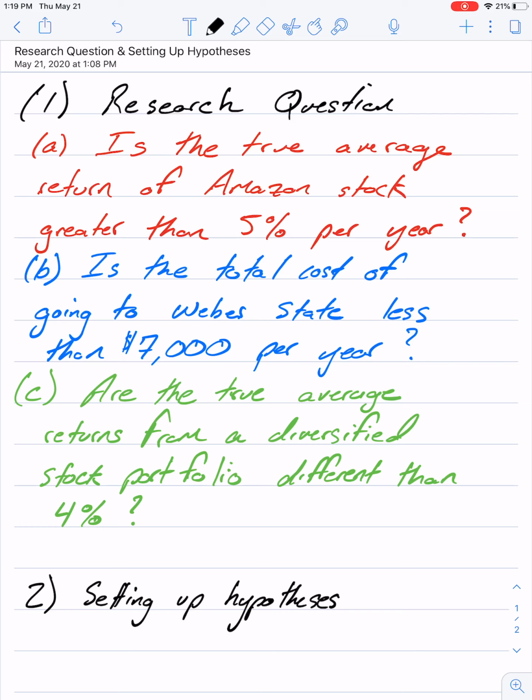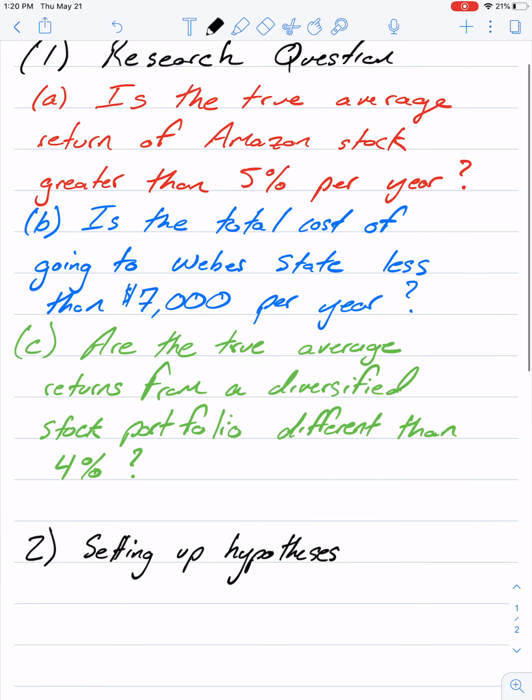Those total costs probably vary from student to student, right? Because maybe some students have to drive farther to get to school. Maybe some students get different types of scholarships. So it might vary randomly from student to student. So you need to take a sample to say, well, on average, is it less than this $7,000 opportunity? So that's question B. Question C, are the true average returns from a diversified stock portfolio different than 4%?